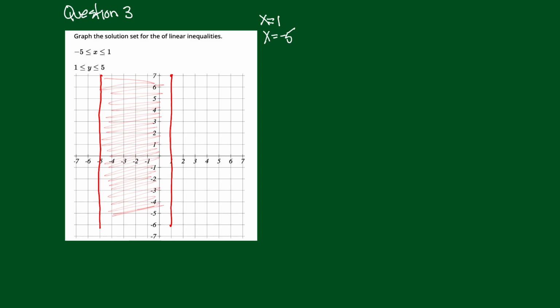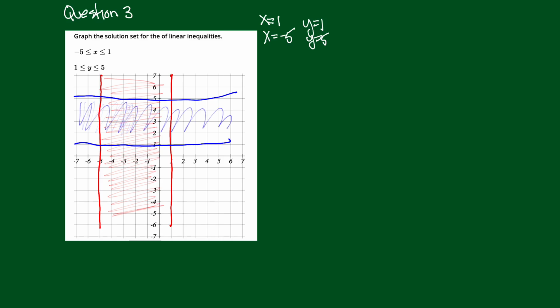Then I've got the one for the y's. Now what about the y's? The y's are between 1 and 5. All right, so I have these boundary lines, y equals 1 and y equals 5. Now there's only one variable, so we're going to get horizontal lines. Here's the horizontal line at 1. Here's the horizontal line at 5. And the y's are in between these, so they're all going to be in here. Maybe I can make that a little darker so I can see it.